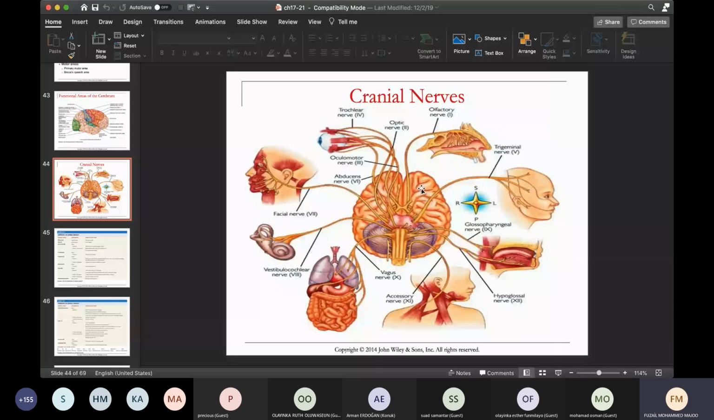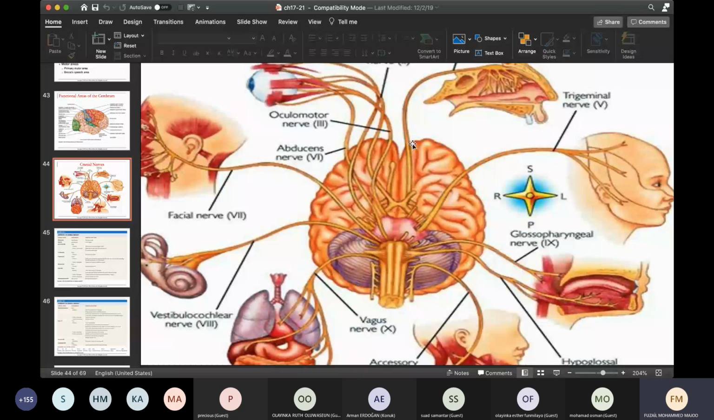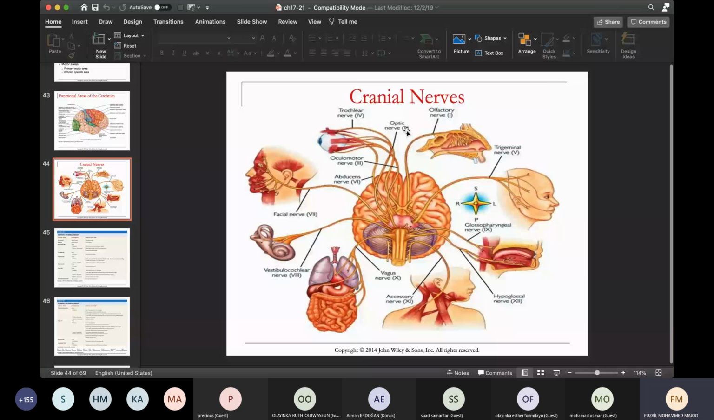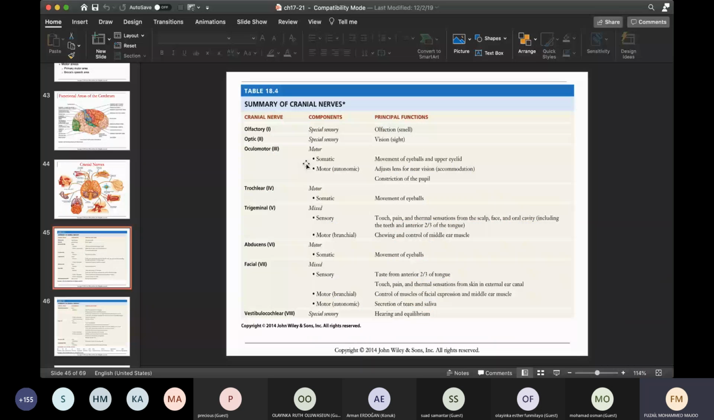Okay, there you go. Optic nerve is right over there. Perfect. Cranial nerve number 2 is the optic nerve. As you go down from the optic nerve, you have cranial nerve number 3, your oculomotor nerve. All right, oculomotor nerve.